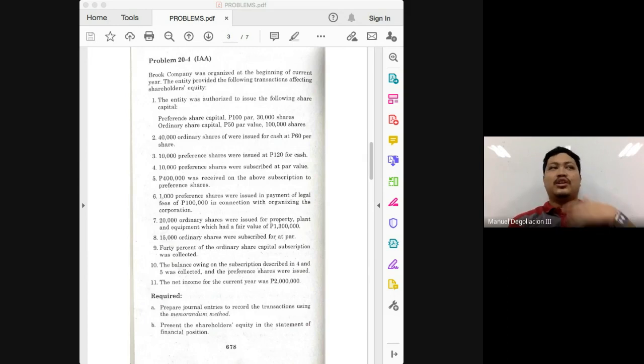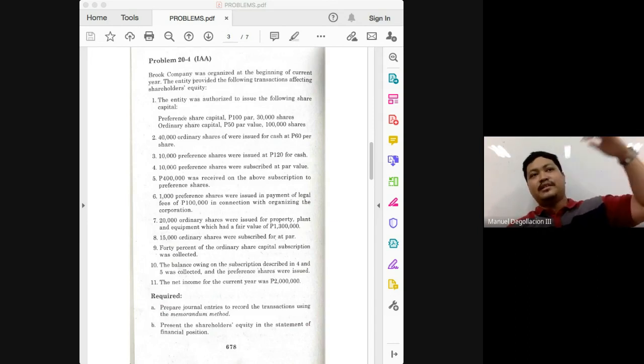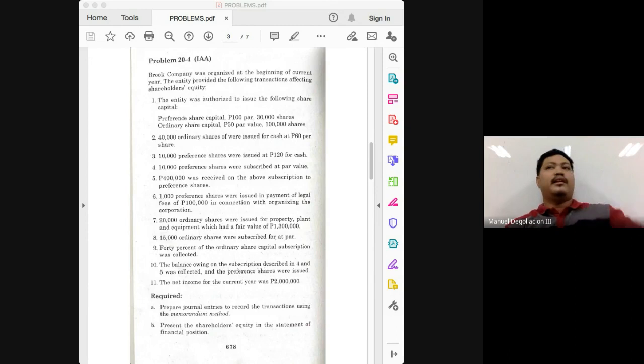What if it's a loss? What would be your entry? What will you do to your retained earnings if you have a loss? You will debit it because a loss decreases your retained earnings. Okay, so if it's a loss, debit retained earnings, and credit income summary. You use income summary whether it's a profit or loss, class. Your income summary is used to balance all your revenues and your expenses.